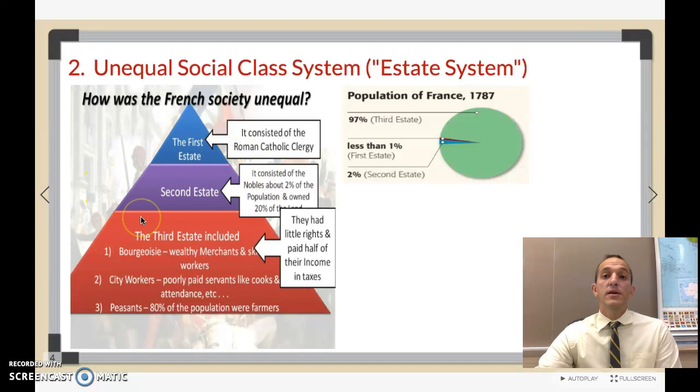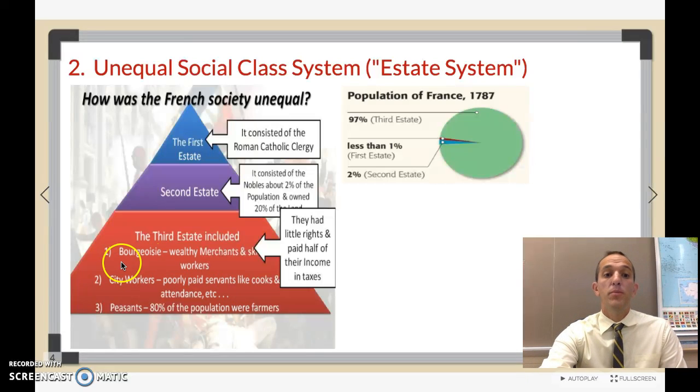The second estate is all the nobles. This is only about 2% of the population. So anyone who is a noble is part of this second estate. So the first estate and the second estate make up roughly 3% of the population. The other 97% of the population, everybody else makes up the third estate. The third estate is not just one big group. There's a lot of different social classes within the third estate.